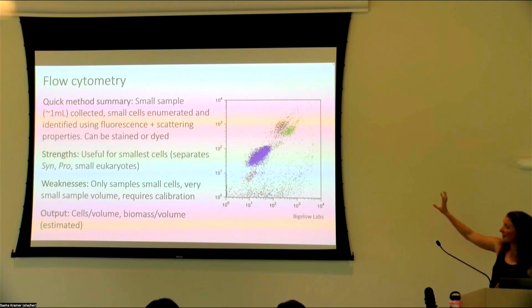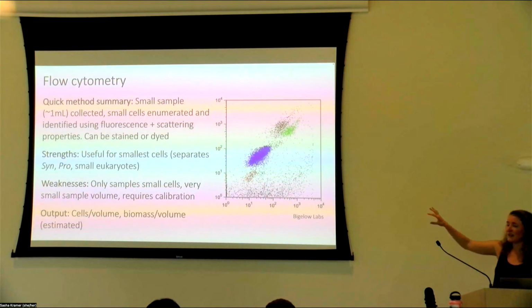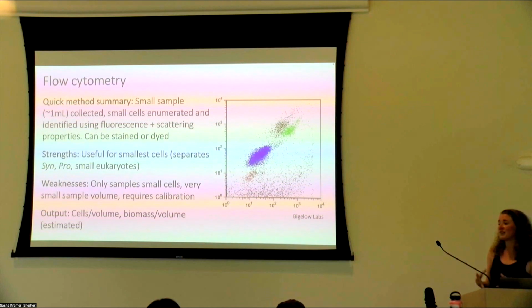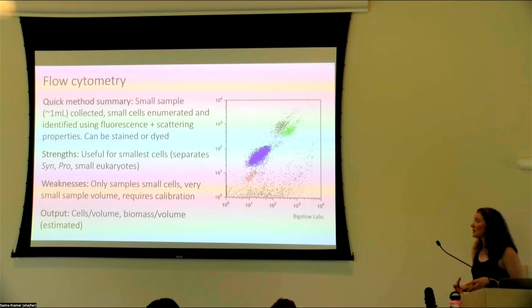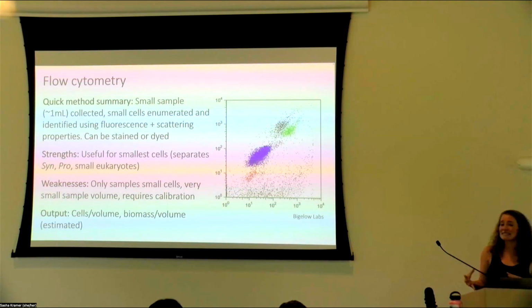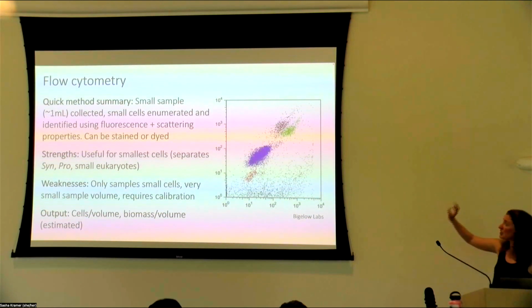And then you can plot that scattering and fluorescence information to show you these distinct communities of cells that you can identify based on their fluorescence and scattering properties. So flow cytometry is really, really useful for separating Synechococcus and Prochlorococcus. We talked about how Synechococcus has phycoerythrin that fluoresces a different range than chlorophyll, and that can be used in flow cytometry to separate those two major groups. If you don't have any other way to separate them, that's fantastic. You're getting these huge communities of cells that are really different from each other.